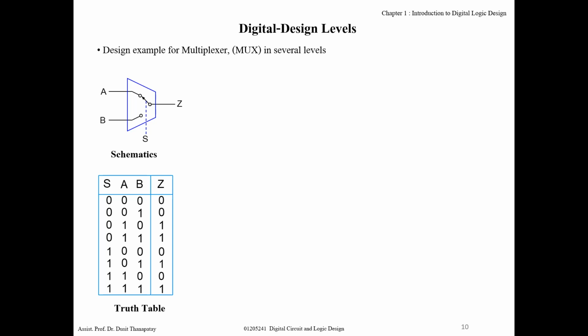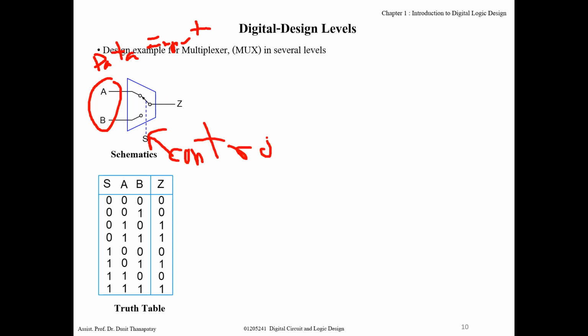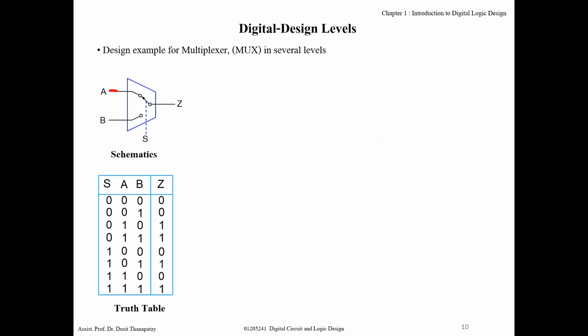Okay, and this one is just an example of a circuit that you will study in this class. This one is called a multiplexer. Multiplexer: there are 3 inputs and 1 output. This input is treated as data input, and S is the control input. They are used to control which one can go to the output.